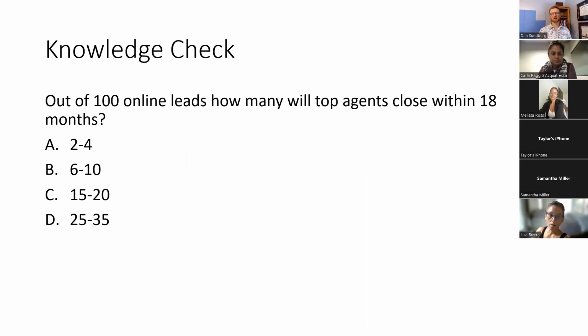Okay, out of 100 online leads, how many will top agents close within 18 months? If you get 100 online leads, how many of those will top performing agents close within 18 months? Is it 2 to 4, 6 to 10, 15 to 20, or 25 to 30? What do you think? How many of those 100 leads will top agents close within a year and a half? All right, A, B, okay, yeah, it's somewhere around the B range, right?